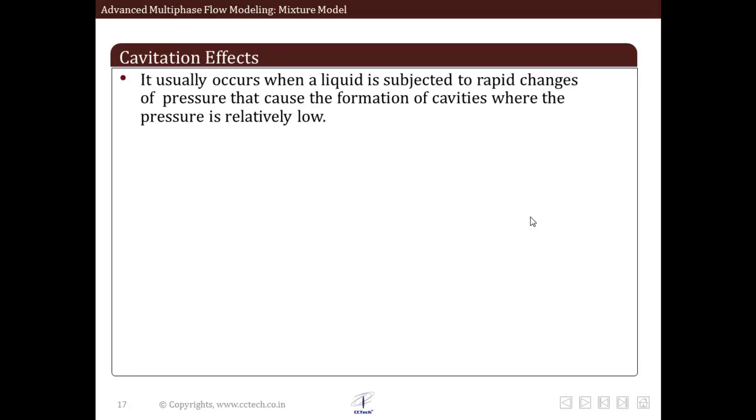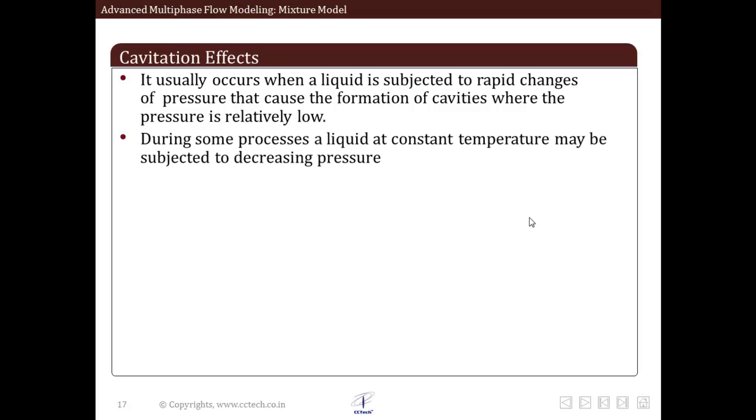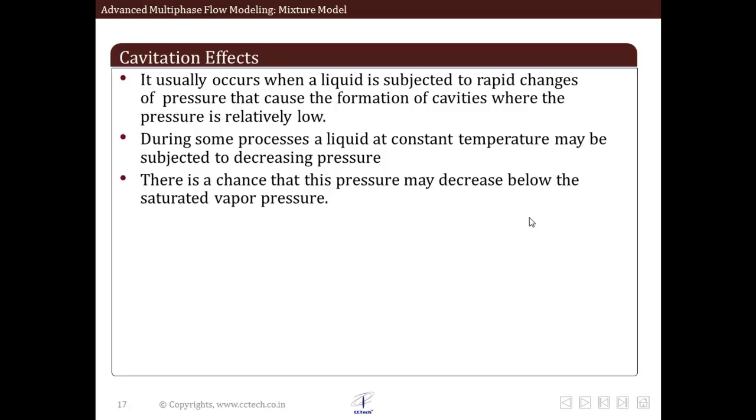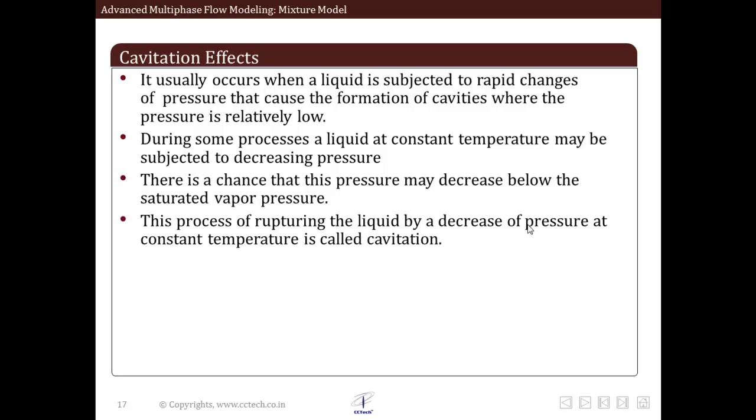Cavitation occurs because liquid is subjected to rapid changes of pressure. These changes cause the formation of cavities where pressure is low. During this process, a liquid at constant temperature is usually subjected to decreasing pressure. Sometimes this decreasing pressure may go below the saturated vapor pressure. Because of this, there is rupturing of the liquid by the decrease of pressure at constant temperature. This rupturing of the liquid is called cavitation.